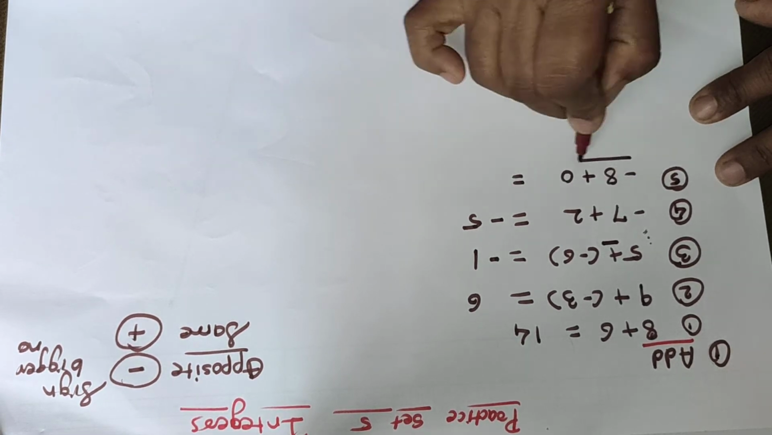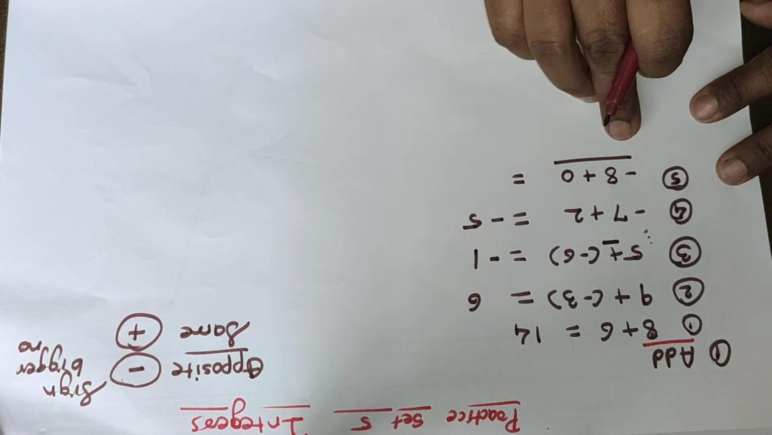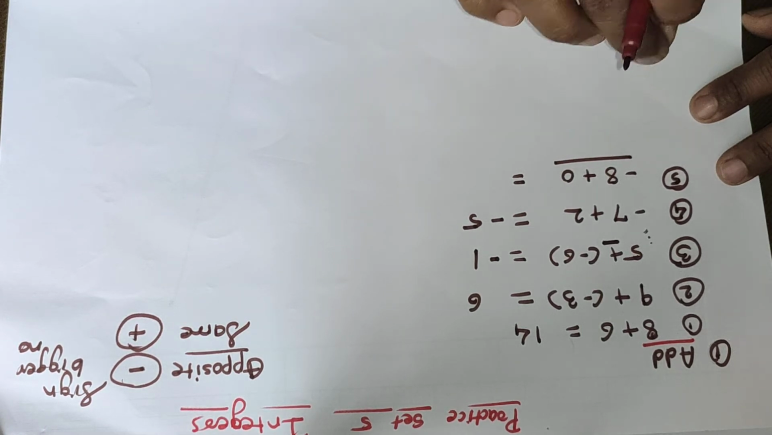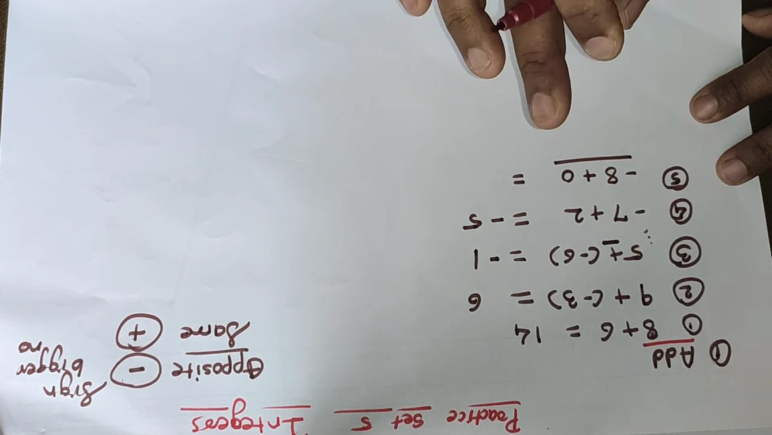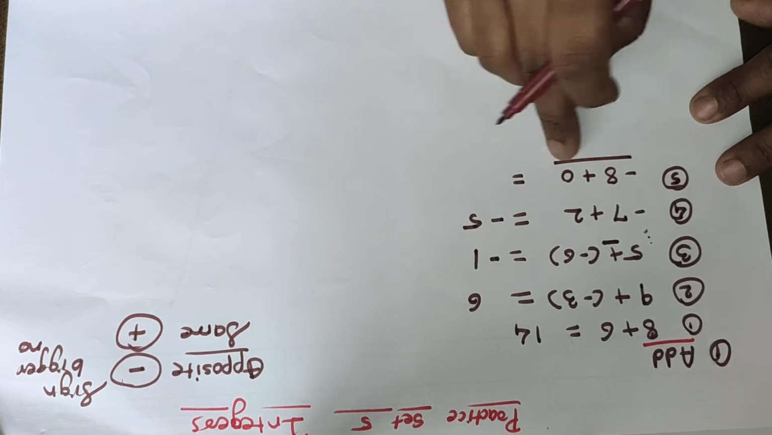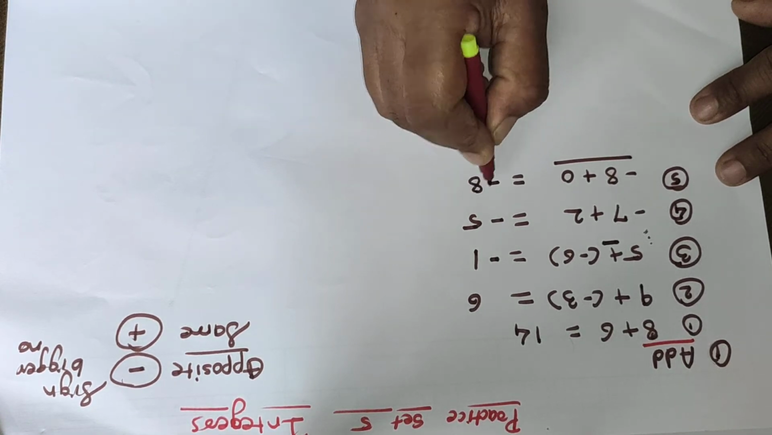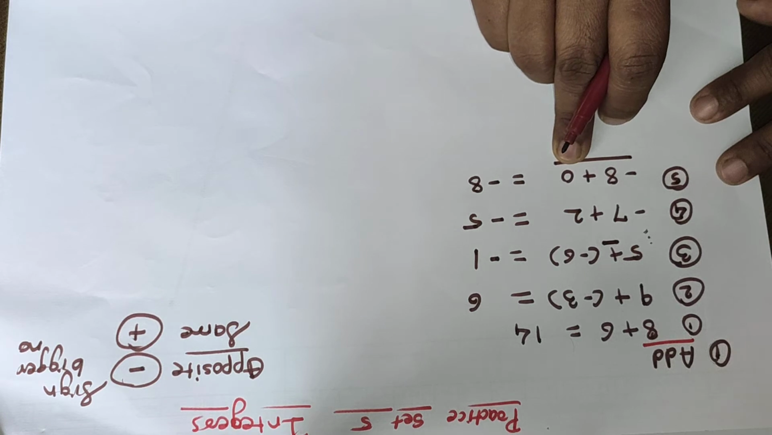So if this type of example is there, simply what? 0 plus any number is equal to the same number, or 0 minus any number is equal to the same number. So here is the 0 and minus 8 is equal to what will be there?